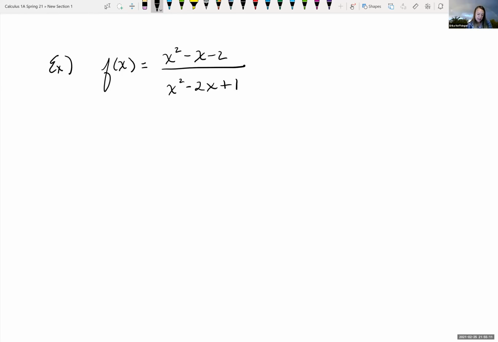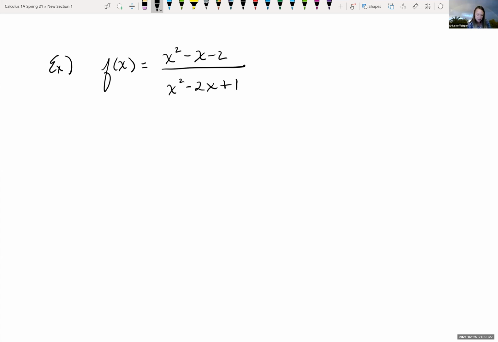So we're looking at the function f of x equals x squared minus x minus 2, that whole quantity over the whole quantity x squared minus 2x plus 1. And we want to discuss what's going on with vertical asymptotes and horizontal asymptotes, if they exist.